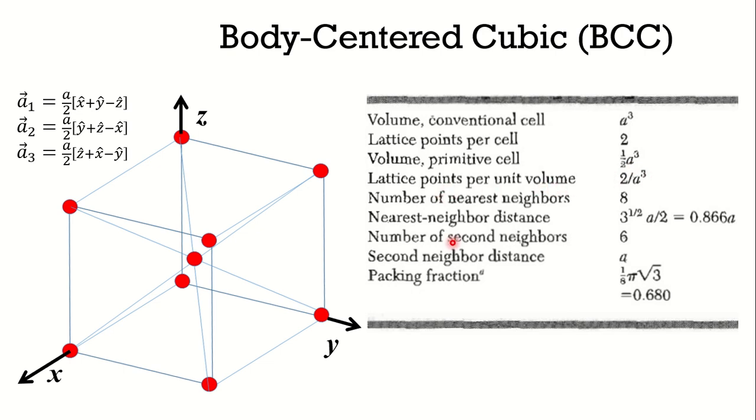Now the number of nearest neighbors. If I consider this body centered point, I have this 1, 2, 3, 4, 5, 6, 7, 8. 8 points which are at equal distance. So I have 8 nearest neighbors, and the nearest neighbor distance is half of the body diagonal. So it's root 3a by 2, and the packing fraction we will discuss later on.